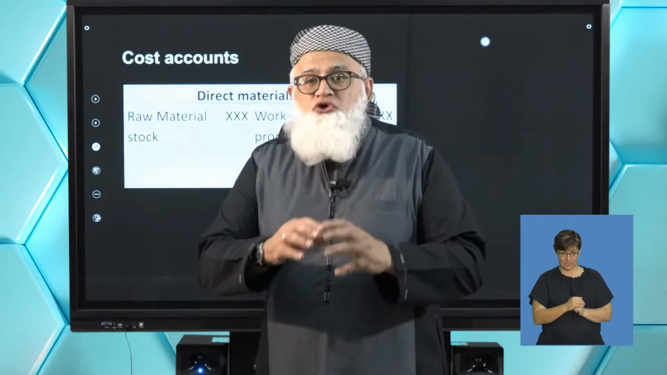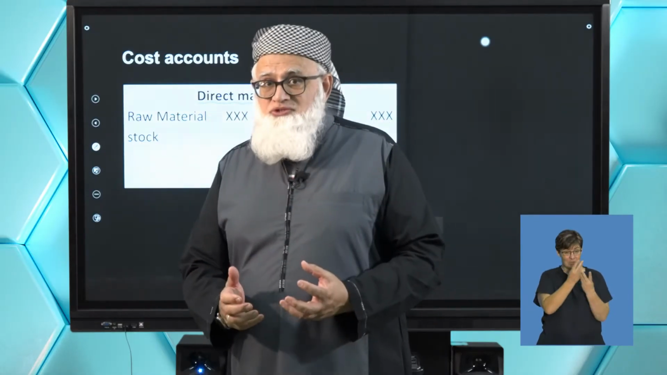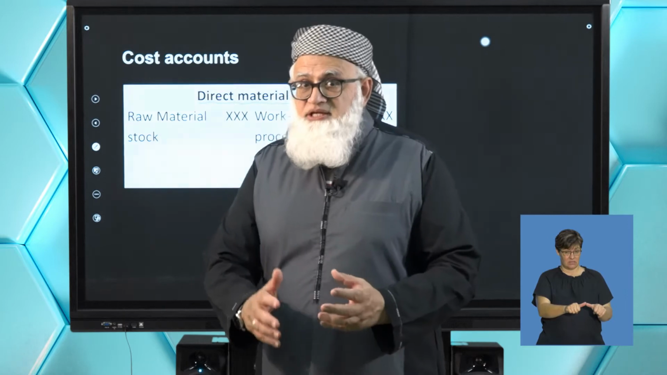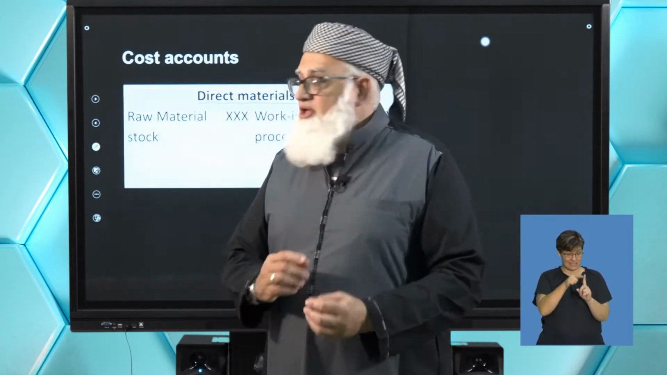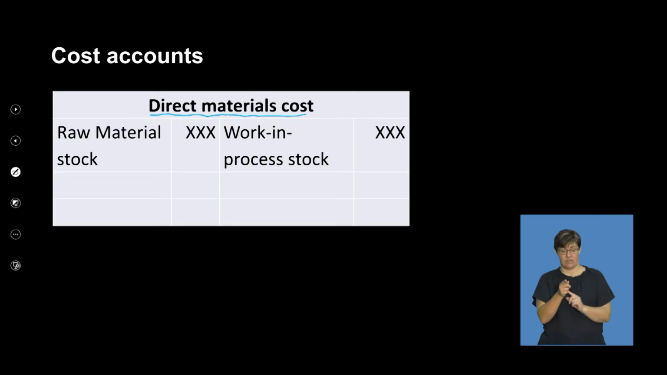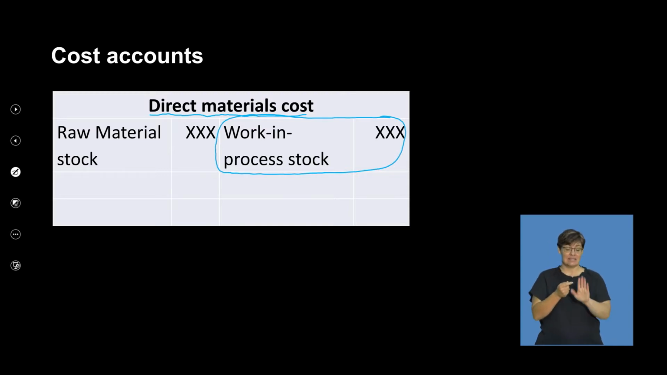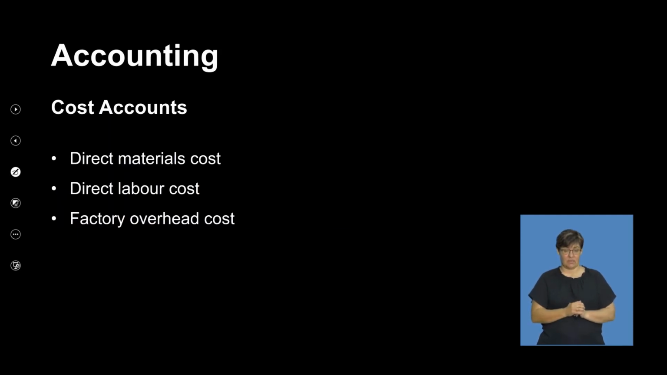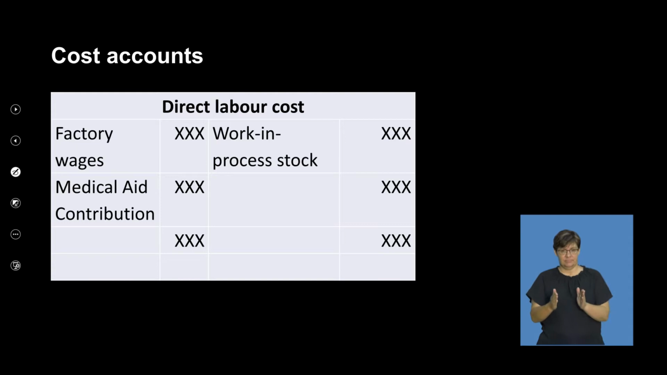Now, from your direct materials account, the direct materials cost account, that is, you're transferring into the work in process. If you remember the work in process account, you had an entry on the debit side. This is the transfer, taking the item from your cost account into your work in process.